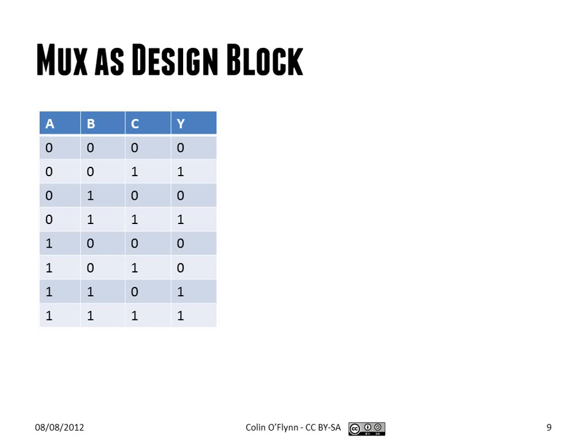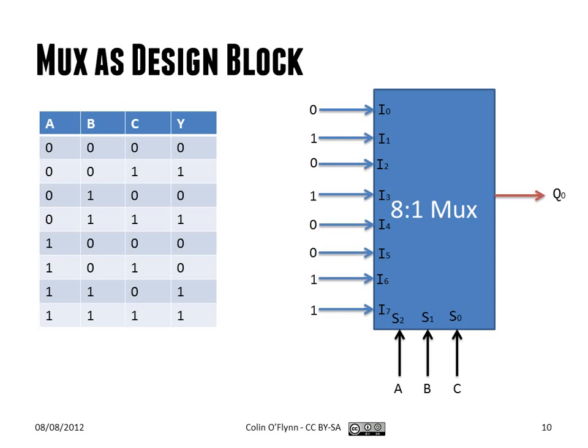Where mux become useful for us is we can actually use them as a design block. So previously, I'd give you a truth table, and you'd do a K-map, do all this work. If you have a mux, you don't really need to do any work at all, which is nice.